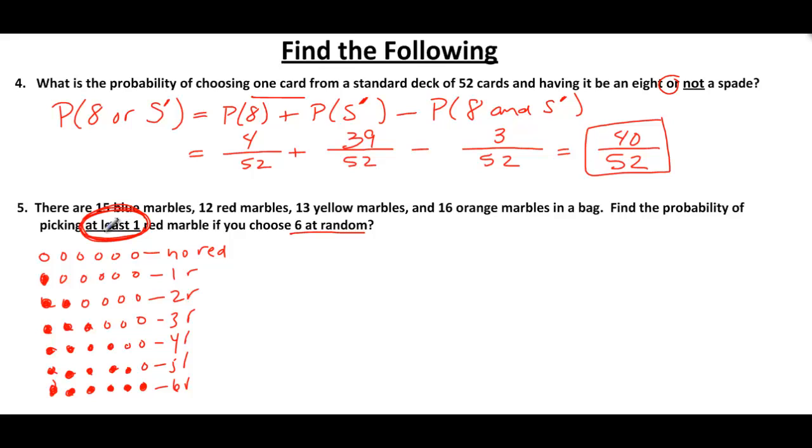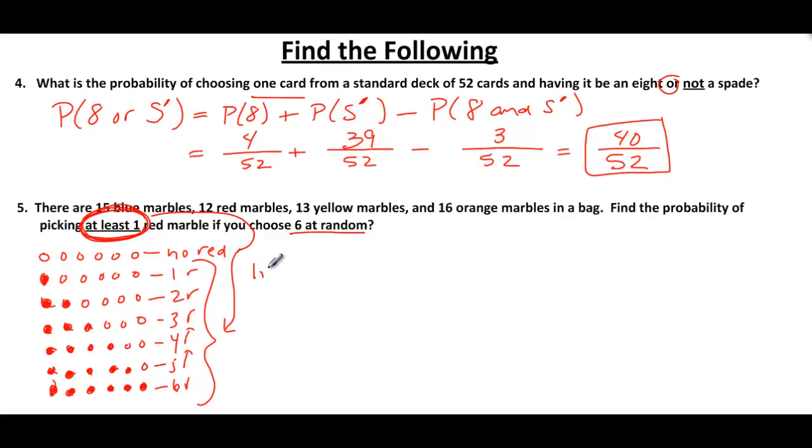But I want at least 1 red. So at least 1 red means I have 1 red, 2, 3, 4, 5, or 6 red marbles. The only one that does not count is getting no reds, because if I need at least 1 red, no red doesn't count. So I could find the probability that I get 1 red, or 2 reds, or 3 reds, or 4, or 5, or 6 reds.